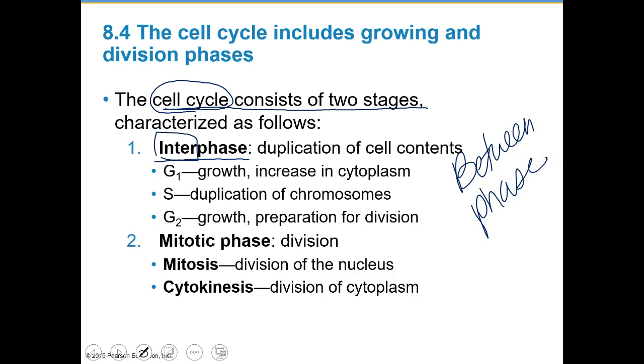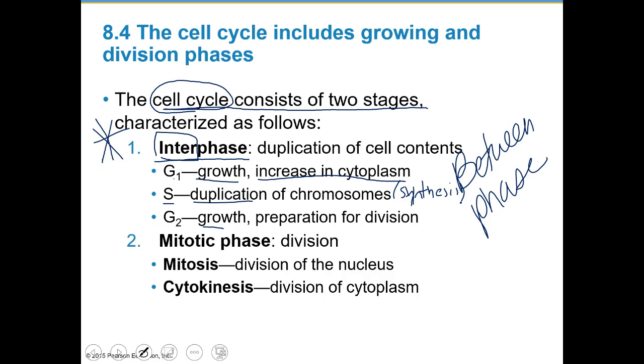A between phase where we've got growth, duplication, we grow a little bit more. So there's a G1 phase where we've got growth, we increase in the amount of cytoplasm. You will need to know these. There is an S phase where we've got duplication of the chromosomes. It's called the S phase, for synthesis. Synthesis is to make. So we're making copies of the chromosomes in the S phase.